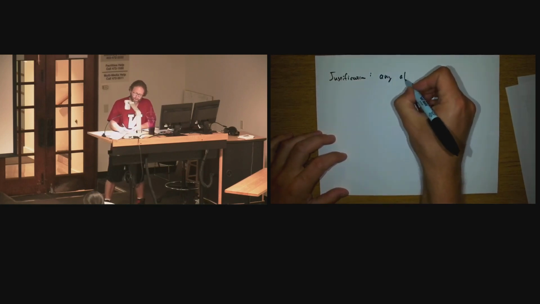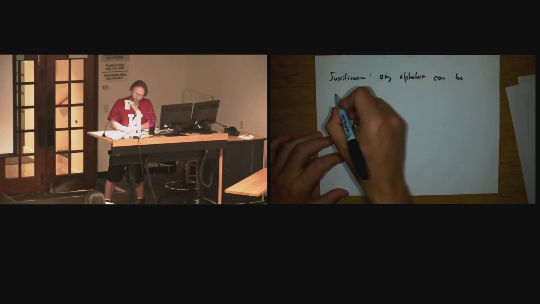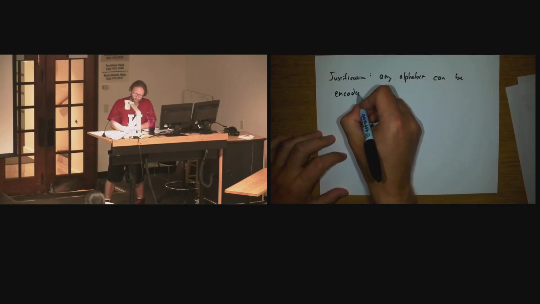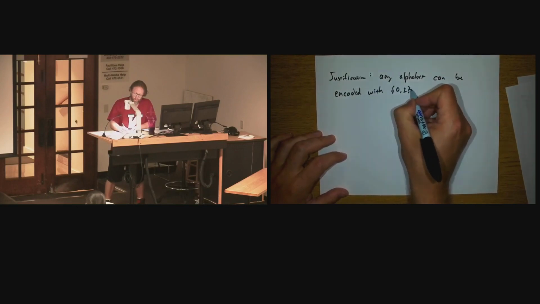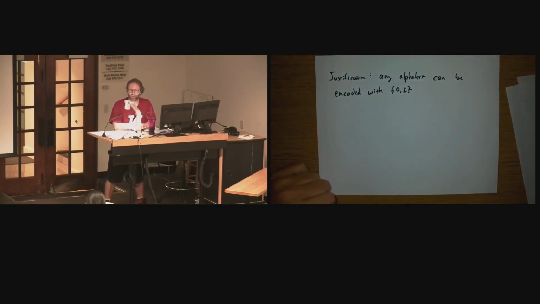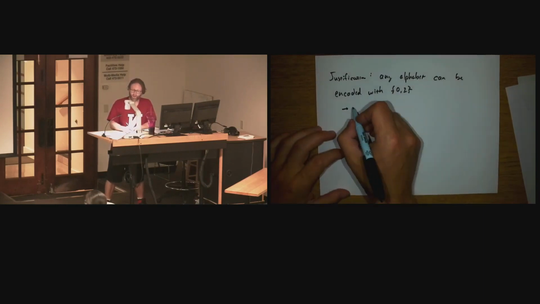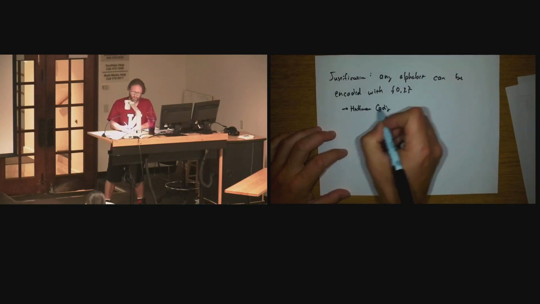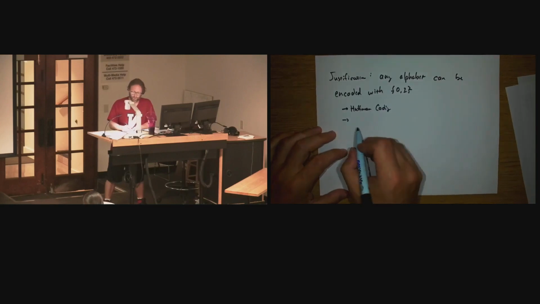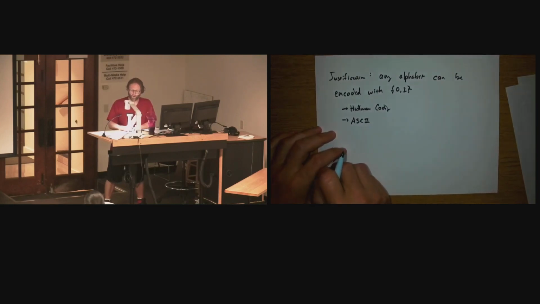Any alphabet can be encoded with 0, 1. You all did this, right? What's my proof of this? You all successfully, hopefully, implemented Huffman coding, right? Another example would be the ASCII text table. That's what I was getting at, right? Or Unicode.